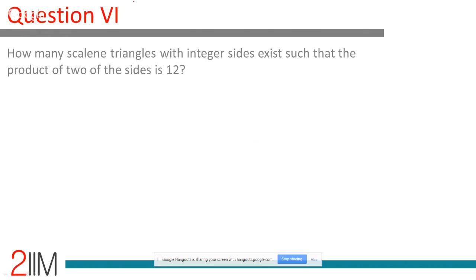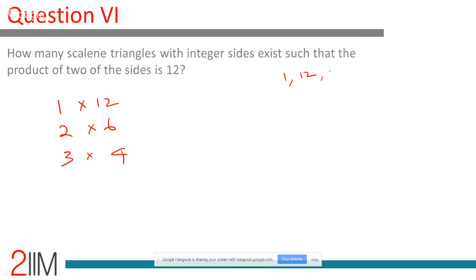How many scalene triangles are there? All 3 sides should be distinct and should be integers. So multiple conditions, multiple constraints to work with, and that one condition we need to be worried about. Product should be 12. So 12 can be 1 into 12, 2 into 6, 3 into 4. So 2 of our sides could be 1 and 12, or 2 and 6, or 3 and 4.